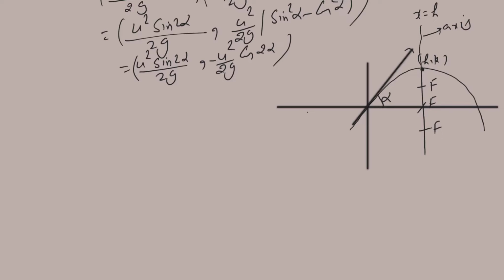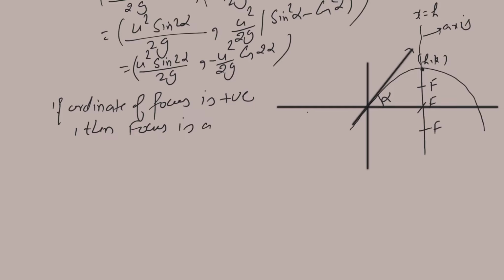If I say that the ordinate of the focus is positive, when will it be positive? When this component, because it is already negative, is positive, then the focus is above the x-axis. And when will it be positive?